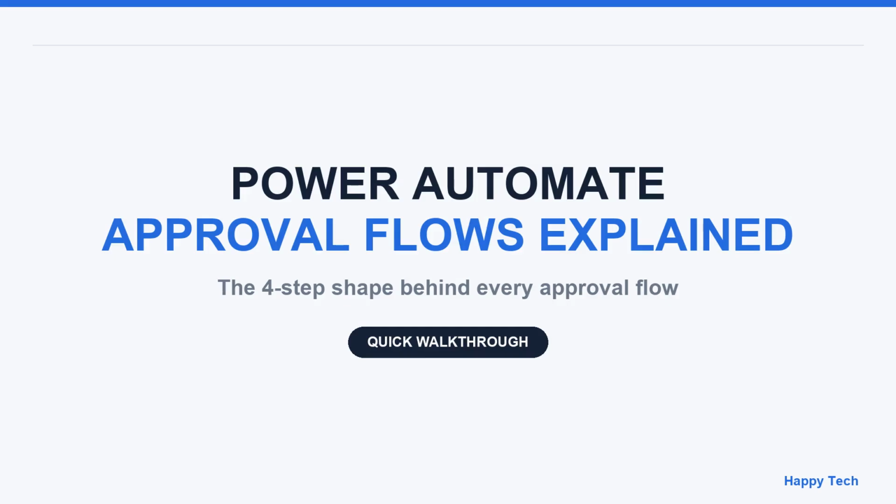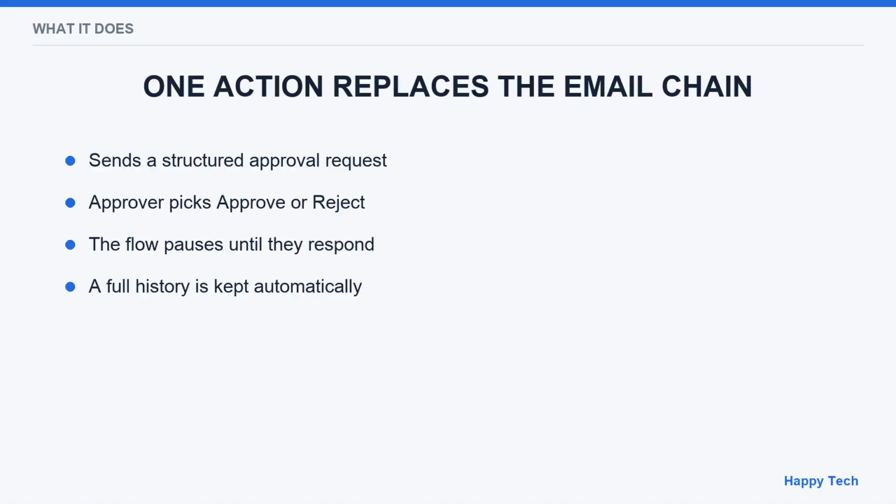Every time someone says, "Just email me and I'll approve it," that's a process waiting to break. Here's how Power Automate's built-in approval flow fixes that, in about 4 minutes. An approval flow uses one action: start and wait for an approval.